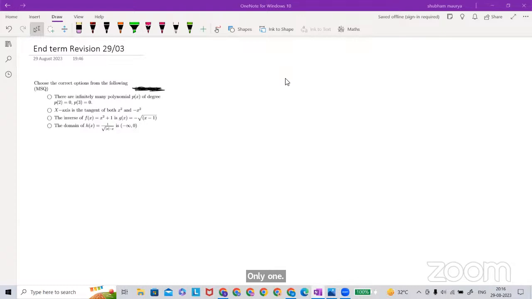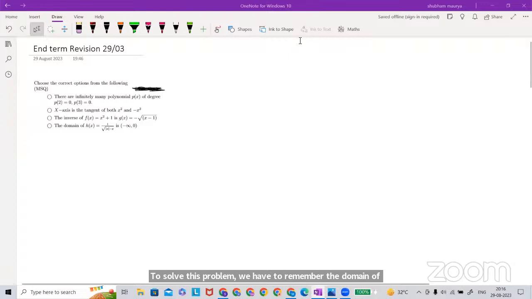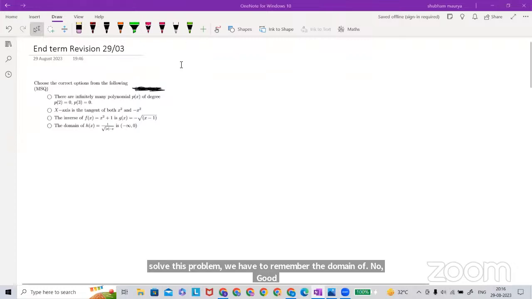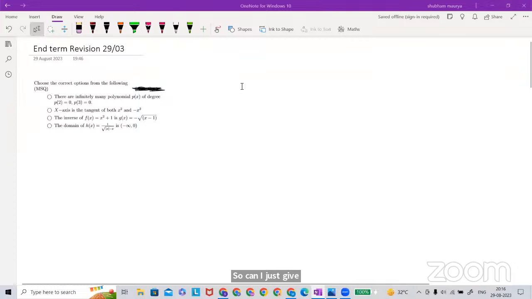To solve this problem, we have to remember the domain of the logarithmic function and exponential. Can you also give an example of how to find the inverse of a function? Yes, sir. Using that, we can also discuss how to find it.